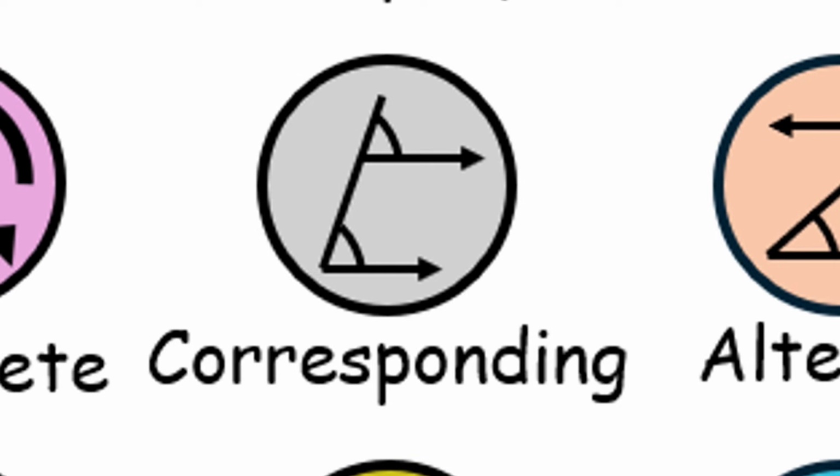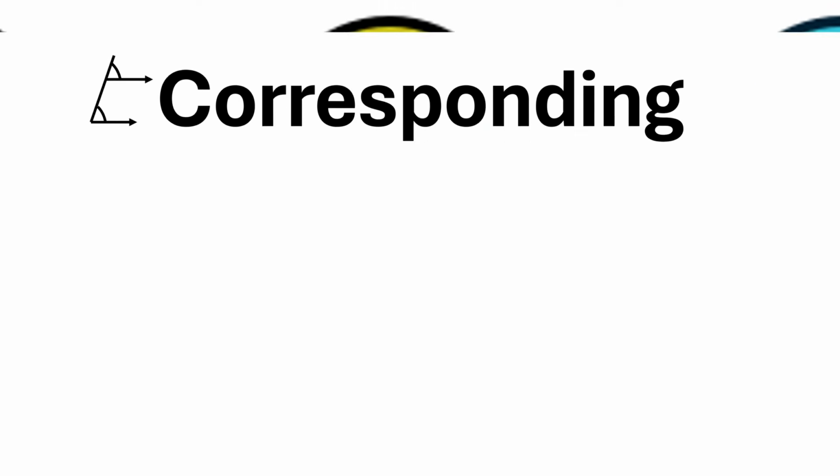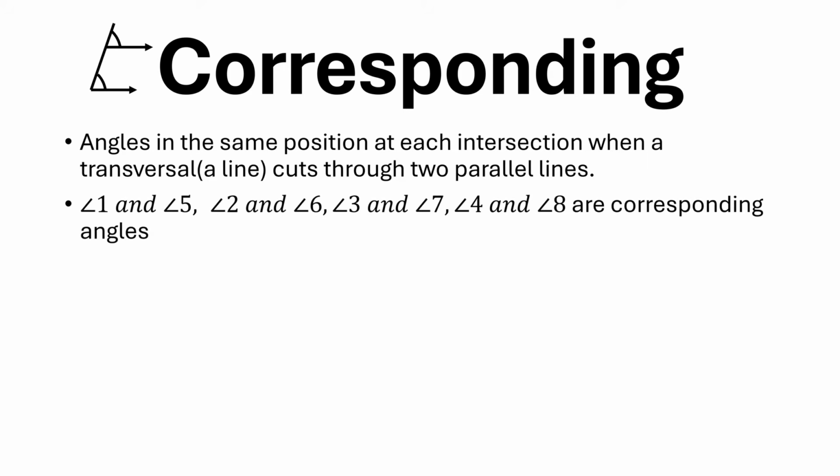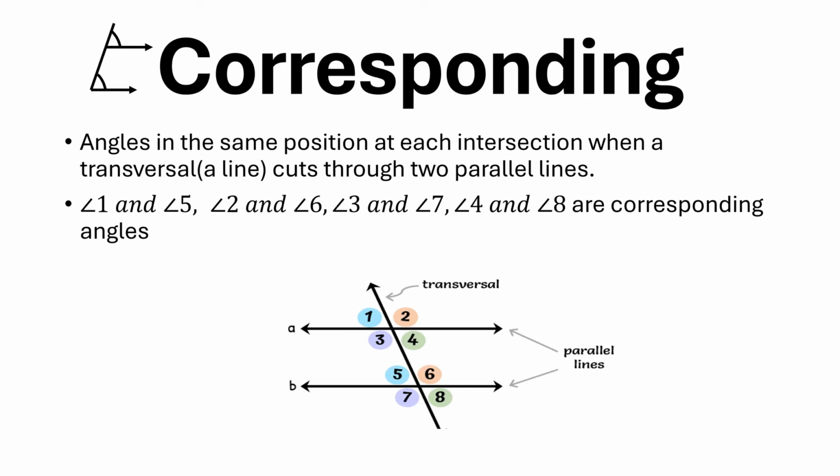Corresponding angles. Corresponding angles are angles which are in the same position at each intersection when a transversal, a line, cuts through two parallel lines. Angle 1 and angle 5, angle 2 and angle 6, angle 3 and angle 7, angle 4 and angle 8 are corresponding angles.